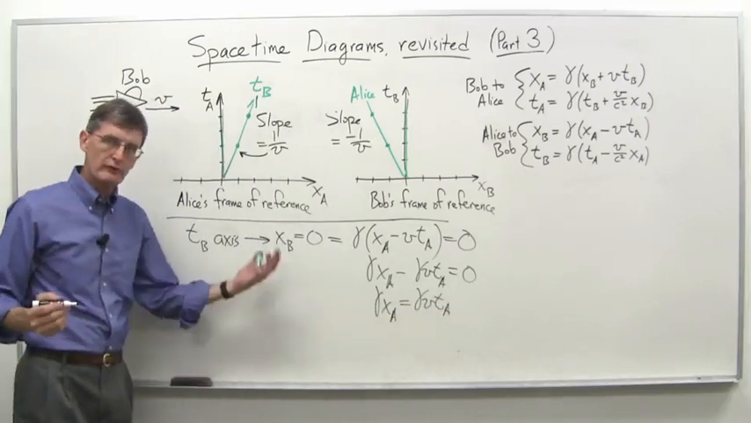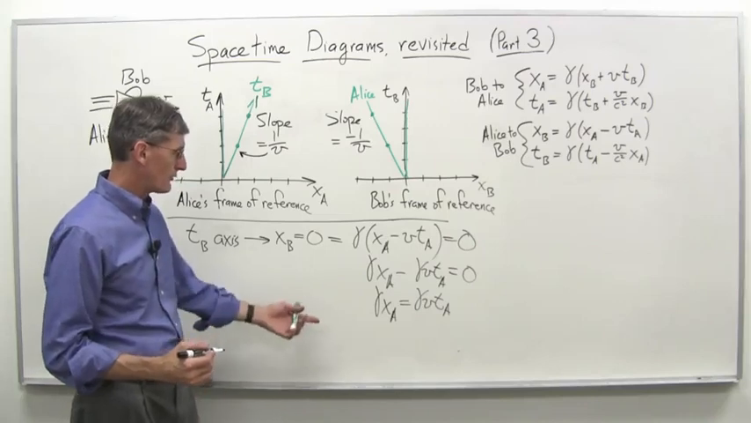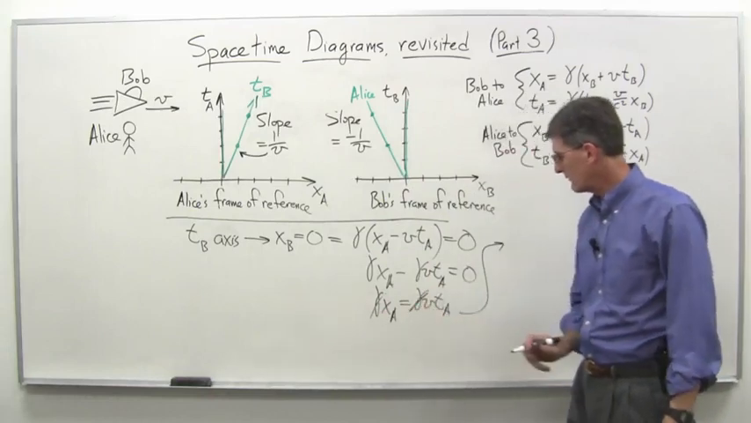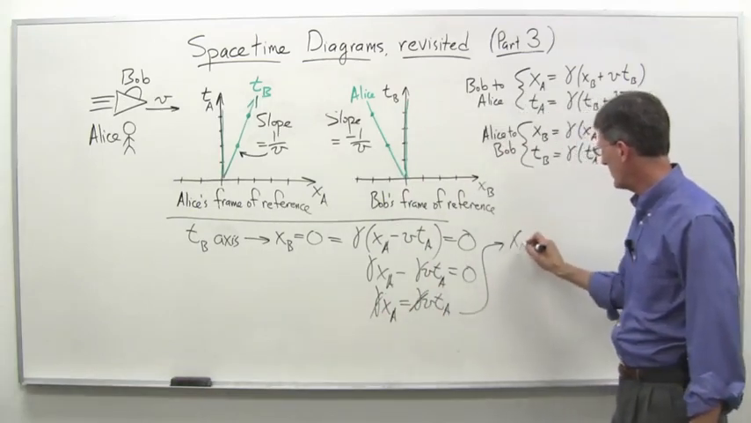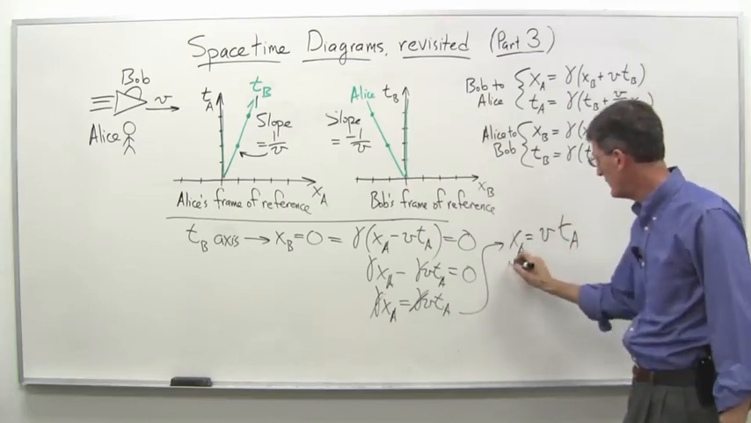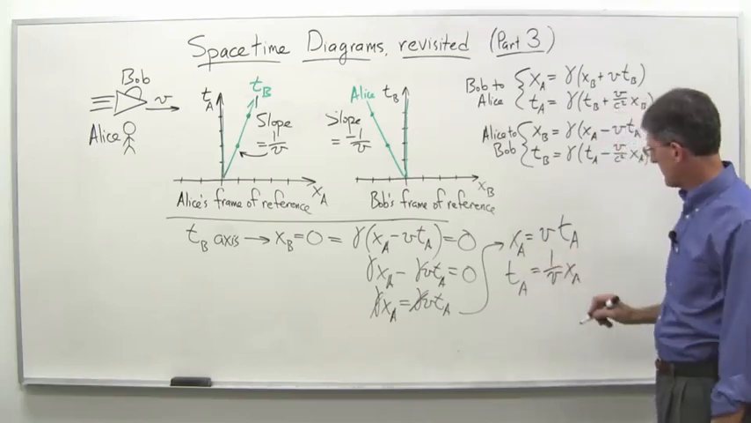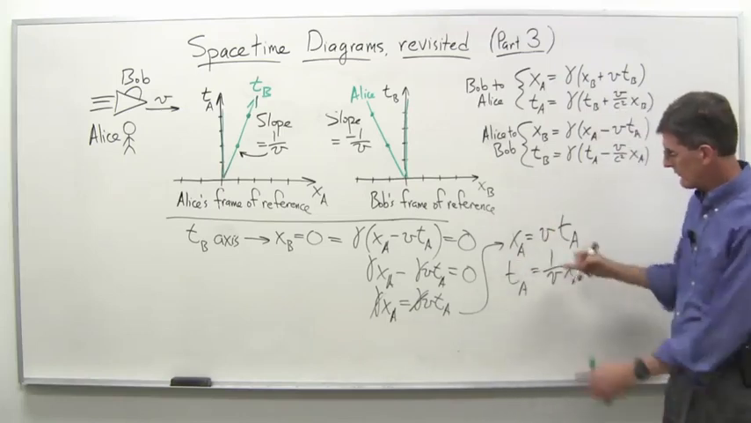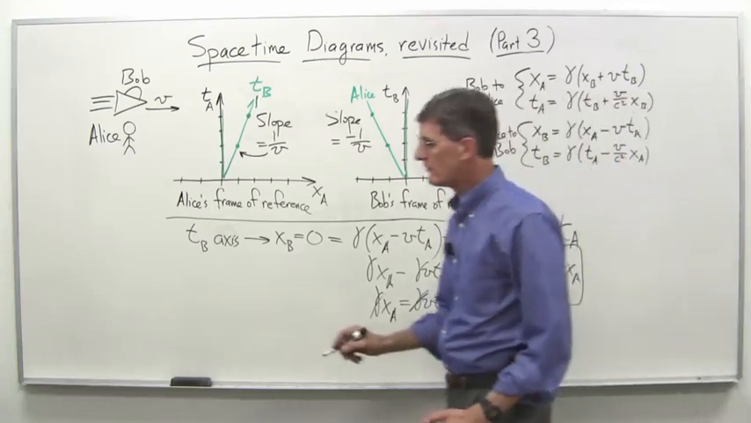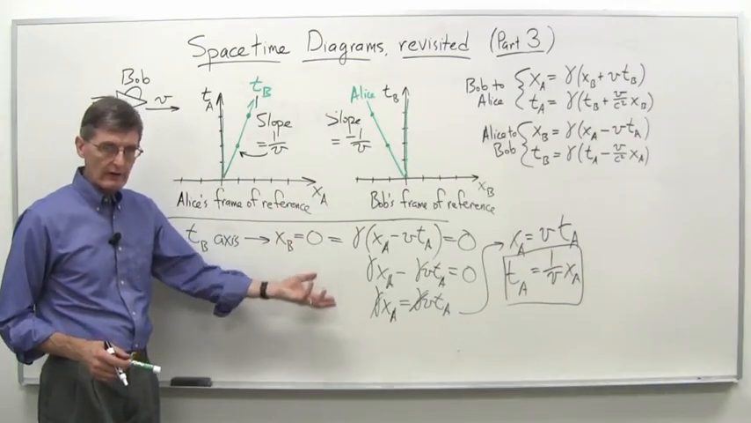And those of you who've done a fair amount of algebra recently, you can jump ahead and see this in your head already. But what's our result then from this? Well, the gammas cancel. We have a gamma on each side, so we can get rid of those. And we're just left with XA equals V TA, or another way we can write that is TA equals 1 over V times X sub A. Just divide each side by V and sort of switch the order there. Okay. The reason I wrote it in this form here is because this is our standard form for writing. You may recognize that as an equation of a line.